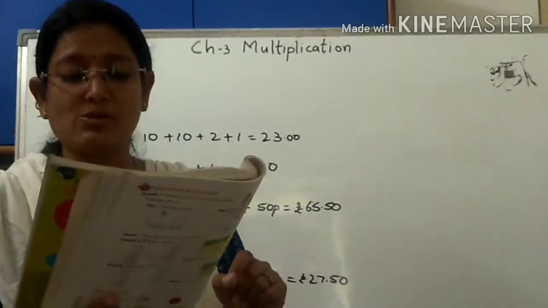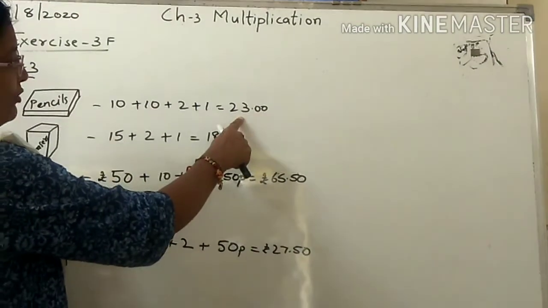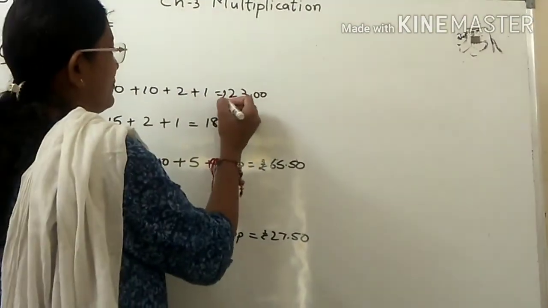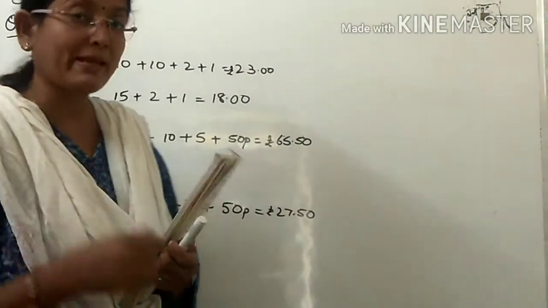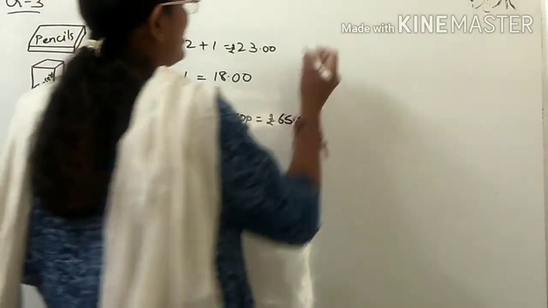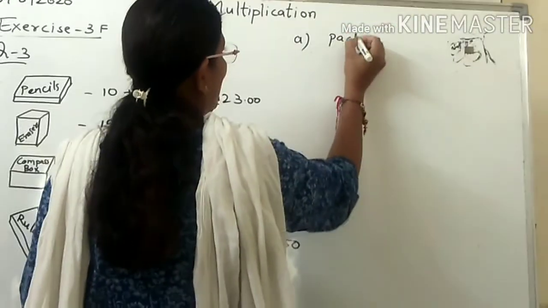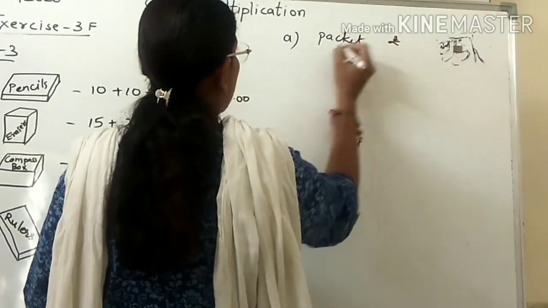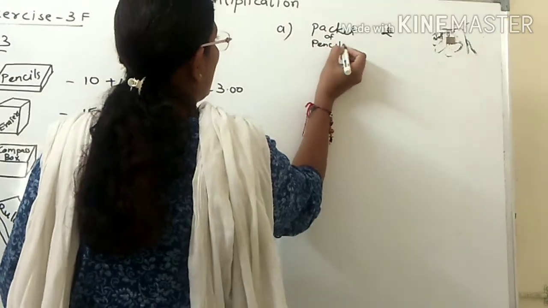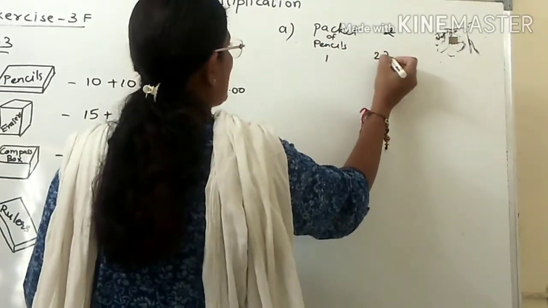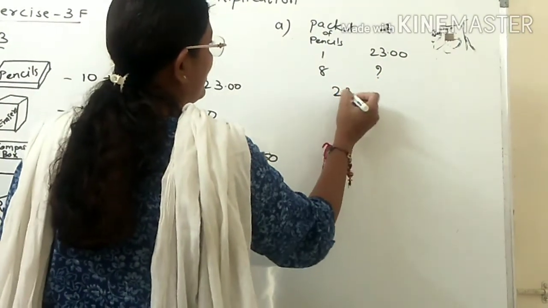How much will it cost to mail 1 packet of pencil? We have already found out that 1 packet of pencil will cost rupees 23. And 8 packets how many? So what you will do here in number A is write packet and rupees. Packet of what? Packet of pencil. 1 packet of pencil costs rupees 23.00. Then 8 packets how many?